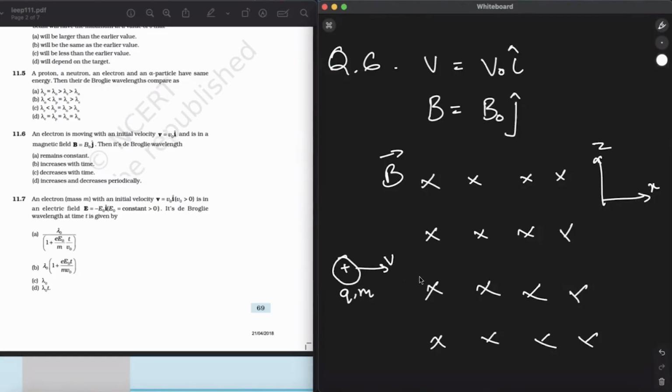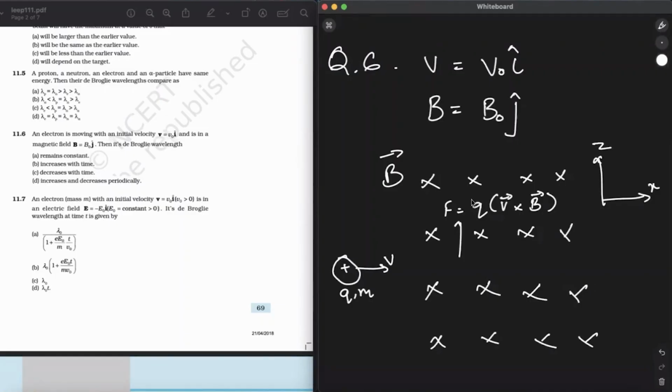Then it experiences a force. In what direction will it be? V cross B, B inside, so the thumb will be upwards. So this will be the direction of force. What will be the value? q times v cross B. So this is the force that it will experience. In the question, an electron is moving with a velocity and having this, then its de Broglie wavelength.